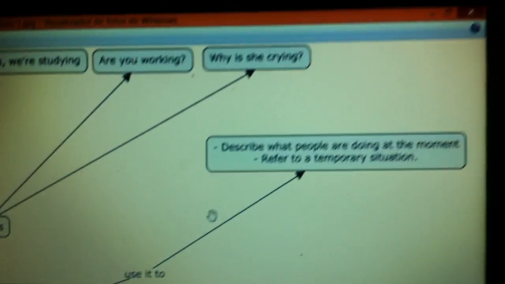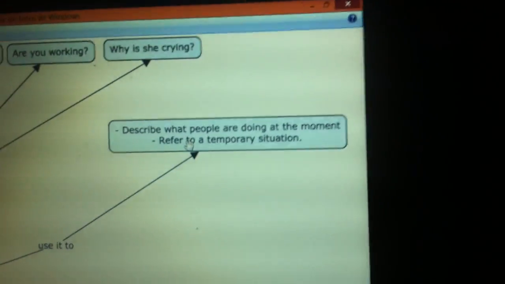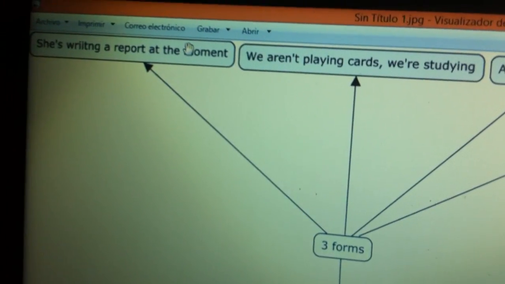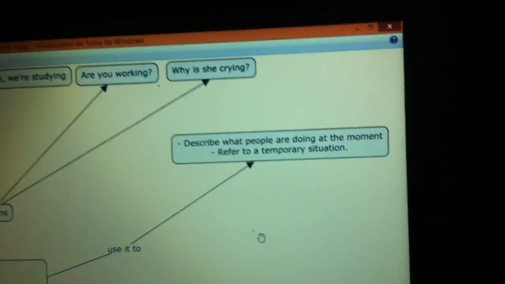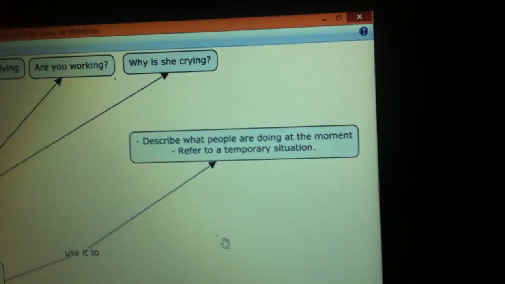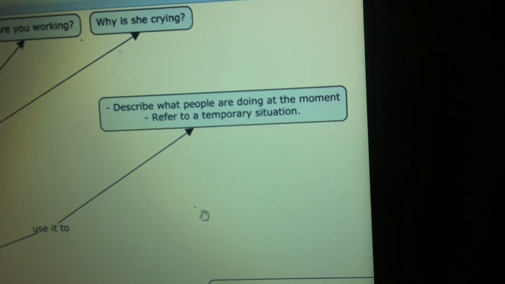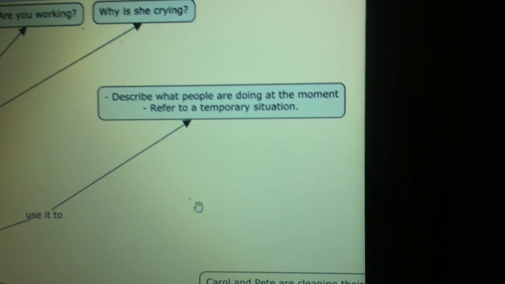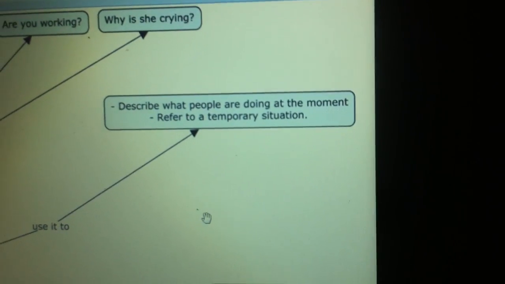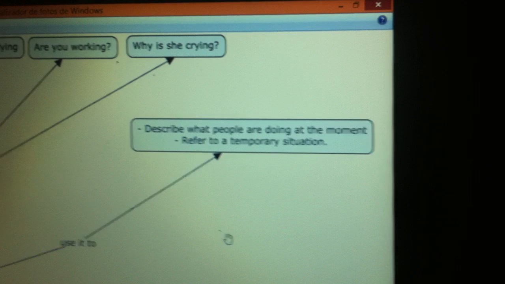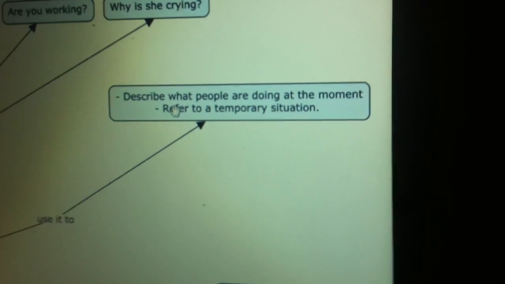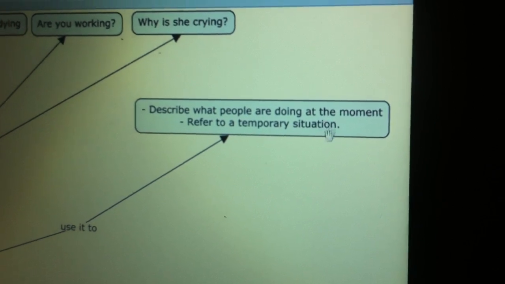Well, the present continuous is going to be used to describe what people are doing at the moment. Yes? For example, she's writing a report at the moment. I am describing the activities that the person is doing in this moment. Other time expressions that we can use with the present continuous are now and right now, just to stress the fact that we can see the action in that moment. And also we can use it to refer to a temporary situation.